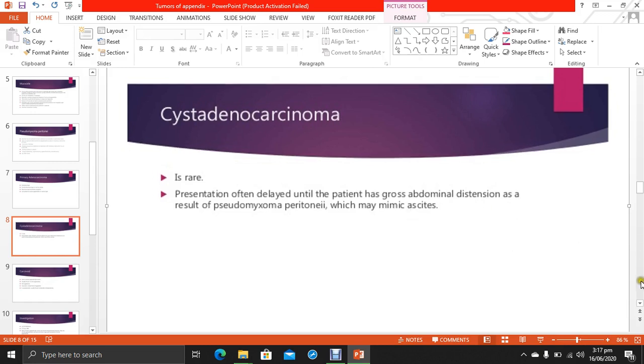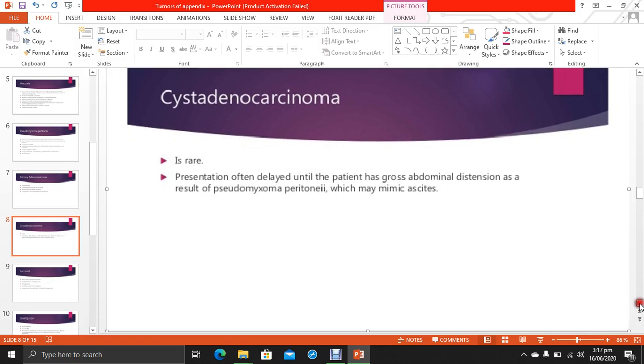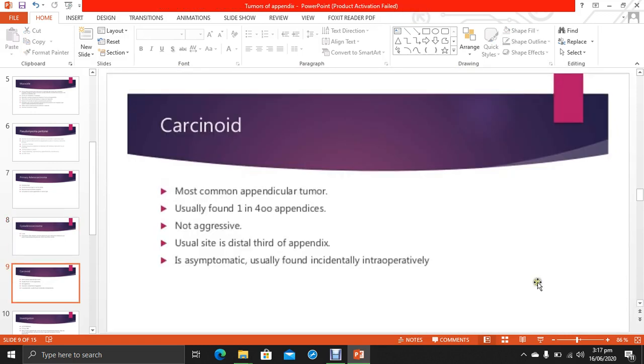Carcinoid tumor, this is very common. It is a tumor of the appendix, and its ratio is 1 in 400 appendectomies. Though it is not very aggressive, the usual site is the distal one-third of the appendix. Distal means towards the tip. It is asymptomatic, usually found incidentally intraoperatively.